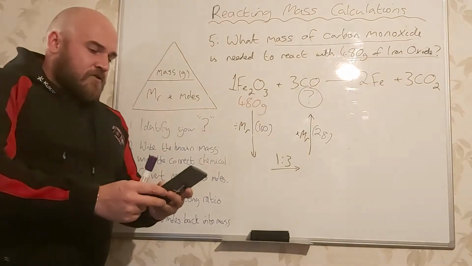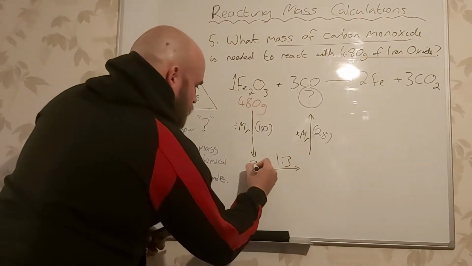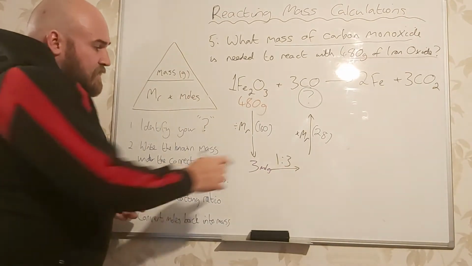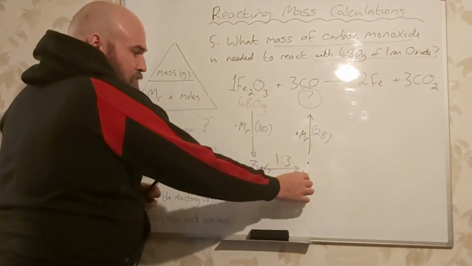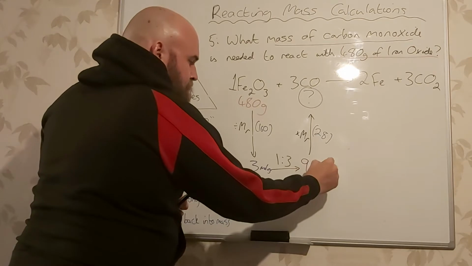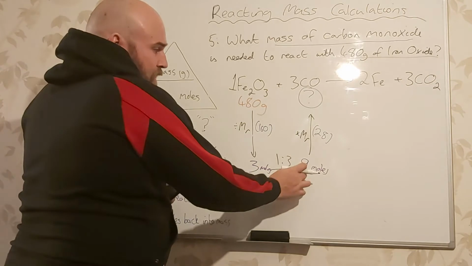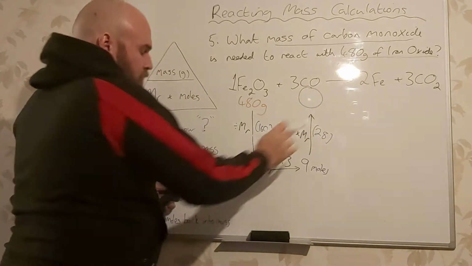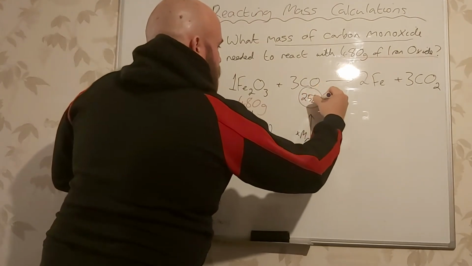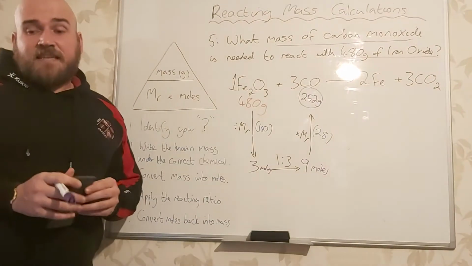So the first step, 480 divided by 160 equals 3. So I've got 3 moles of iron oxide. It's a 1 to 3 ratio, so this number on this side must be 3 times as big as this number. So that should be 9 moles of carbon monoxide needed. And then finally go 9 times the MR, which is 28, will give me an answer of 252 grams.